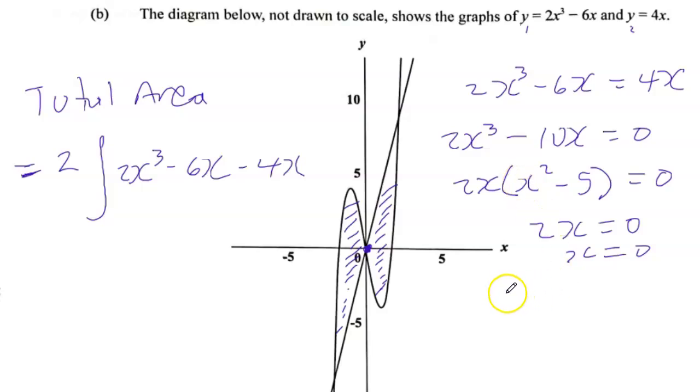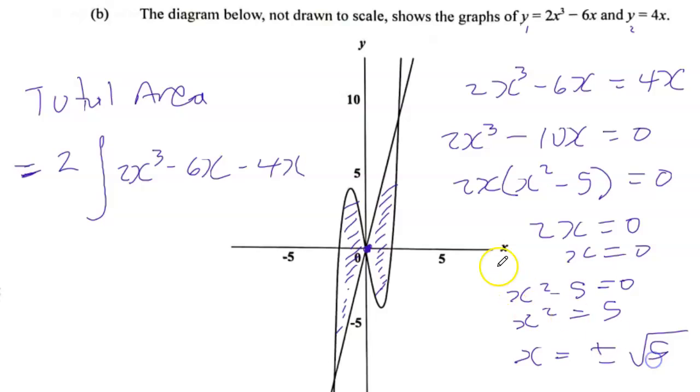The other factor, x squared minus 5 equal to 0, which means x squared equal to 5, which means x equal to plus or minus root 5. So I guess this is root 5, and then over here would be the negative root 5. So these are the points of intersection. But we're only interested in the one on the right hand side.